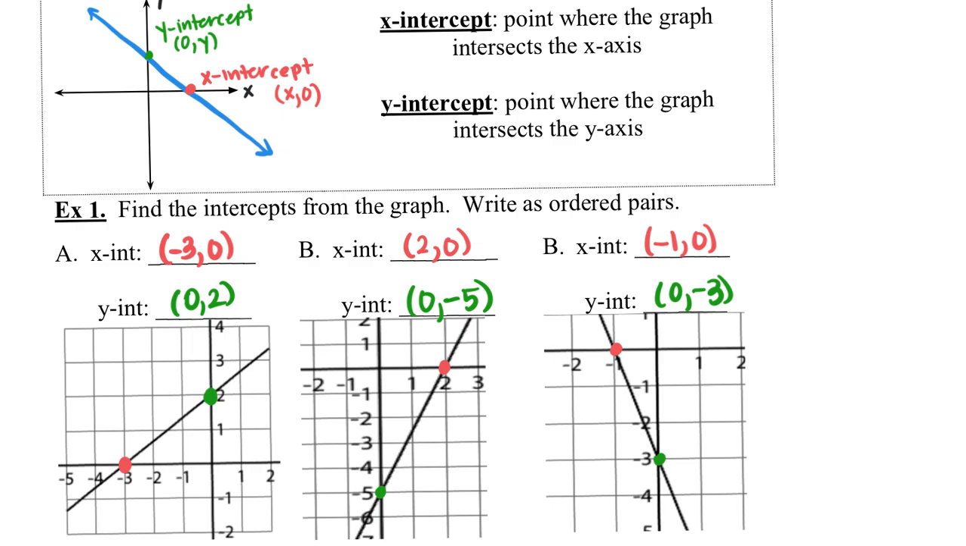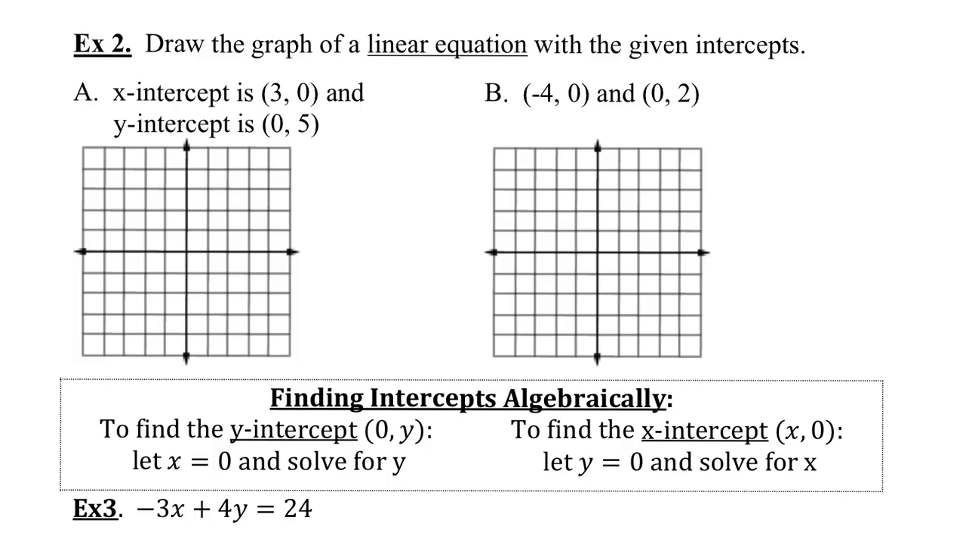Go ahead and try the practice problems, and then we're going to go to example 2 on the back. For example 2, it says draw the graph of a linear equation with the given intercept. So we're doing the same thing, just in a little bit different order. Remember, if this is a linear equation, when I draw it, it's going to be a line. So it has to be a line. Let's graph the information they give me, and then we'll draw the line.